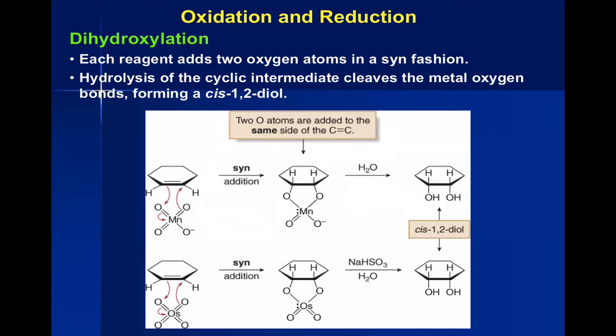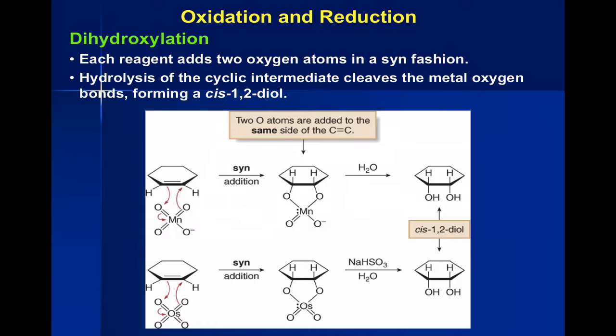You end up with the syn addition of the two, making the two carbon-oxygen bonds, and then water hydrolyzes off the metal, and you end up with a cis diol. 1,2 diols are also known as what? Glycols. That's right. So it's a glycol. The most common ones that you all are aware of are ethylene glycol or propylene glycol.